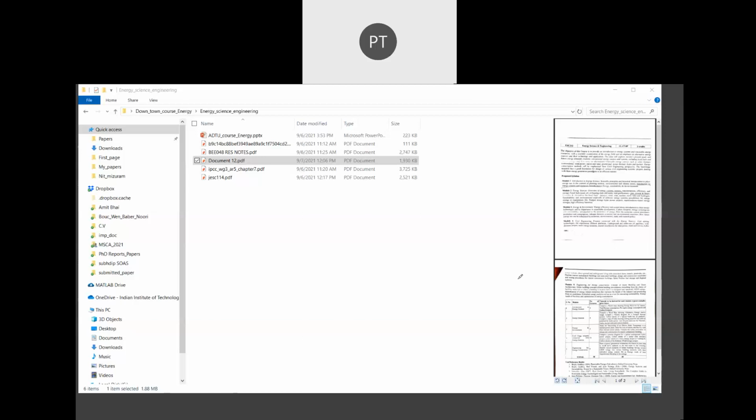Anyone? What do you mean by energy? Rian, can you tell me? Sir, the force of doing work simply, sir, we can say. Yeah, actually it is the ability to do work. So do you know what is the unit of energy? Joule. Yeah, that's correct.